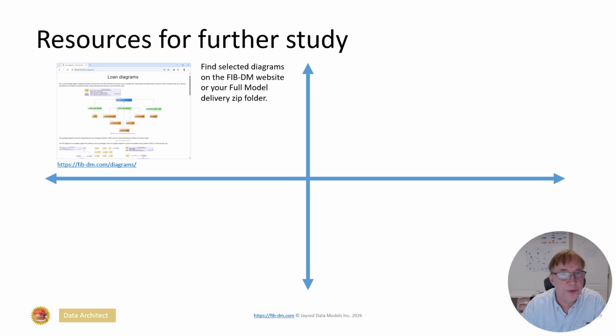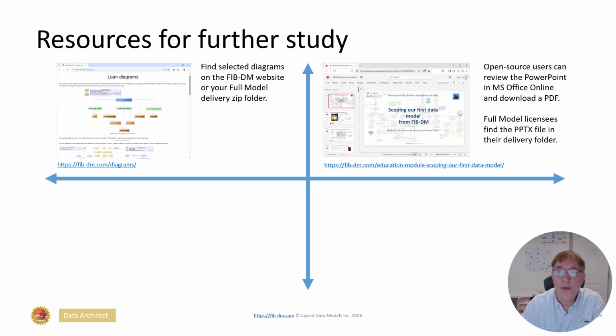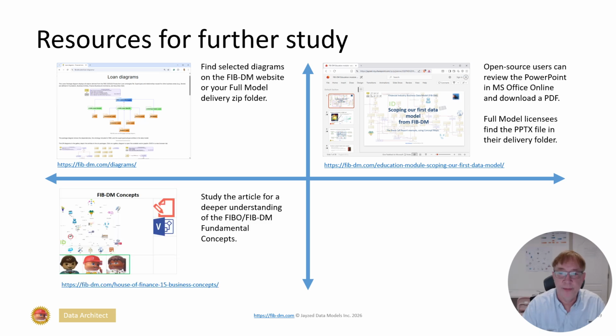Resources for further study. You find more than 50 diagrams on the FIB-DM website, and also in your full model delivery folder. And open source users can review this PowerPoint in MS Office Online and download a PDF. And the PDF and MS Office Online have all the links shown in this video. And full model licenses find the original PowerPoint file in the delivery folder.